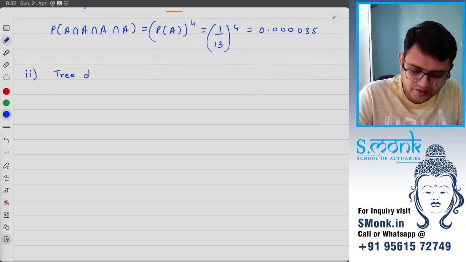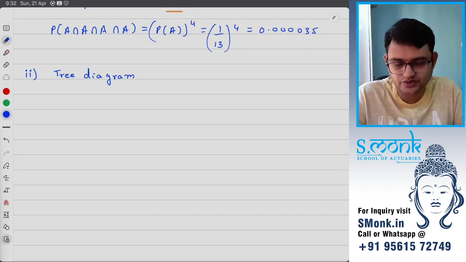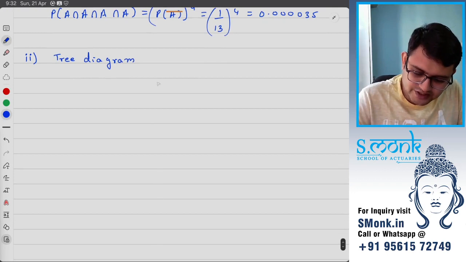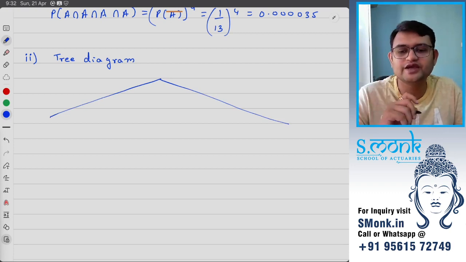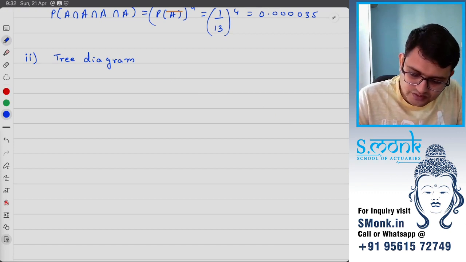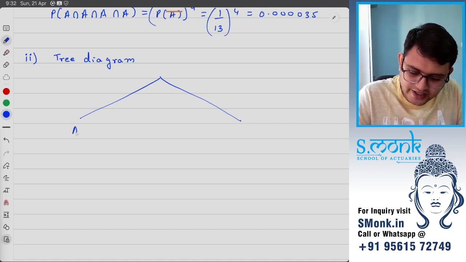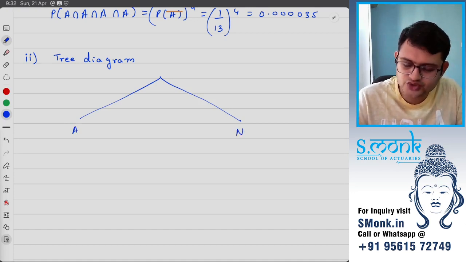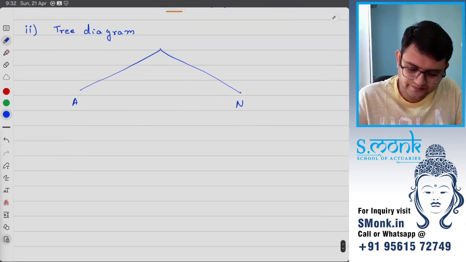Tree diagram is useful if you are trying to figure out all possible outcomes. Okay, so in all possible outcomes, I'll say in the first card I can choose either an ace or not an ace. I will use A for ace and I will use N for not an ace. So I'll say for the first card I can choose ace or I can choose not an ace. Okay, these are the two possibilities.